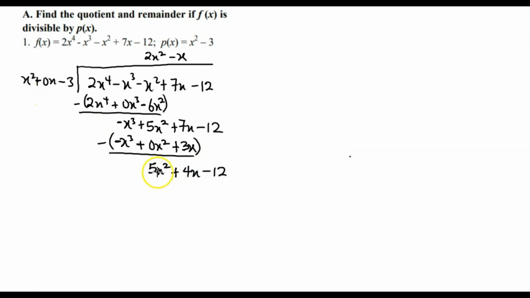So x squared will go into 5x squared 5 times. So we have plus 5. 5 times the divisor will give us 5x squared. 5 multiplying 0x will give us plus 0x. 5 will multiply negative 3. It will give us negative 15. So now we subtract. Subtracting 5x squared minus 5x squared will give us 0. 4x minus 0x will still give us 4x. And then negative 12 minus negative 15 will end up giving us positive 3.